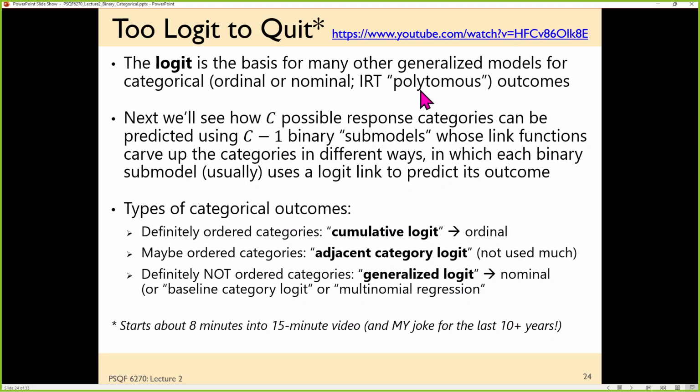For those of you in the IRT class, anybody? Anybody in this class? Yeah? Polytomous IRT, that's what we're talking about today. That's the connection.